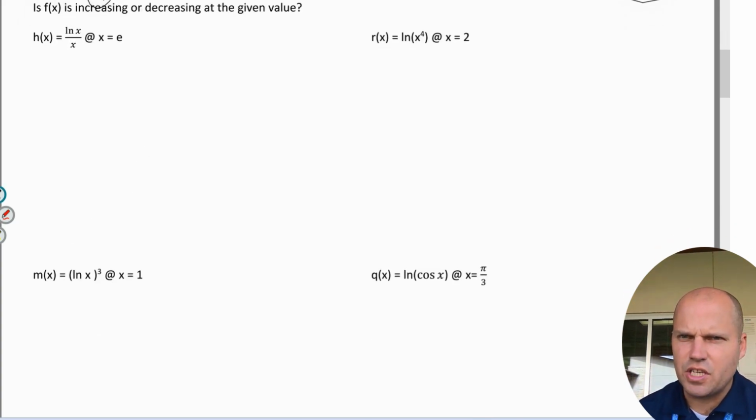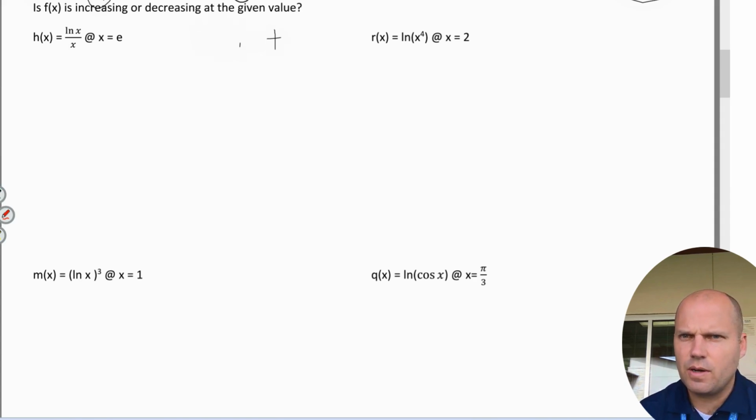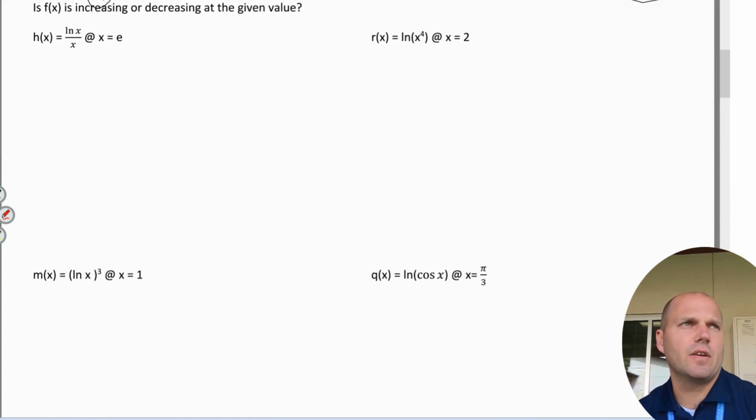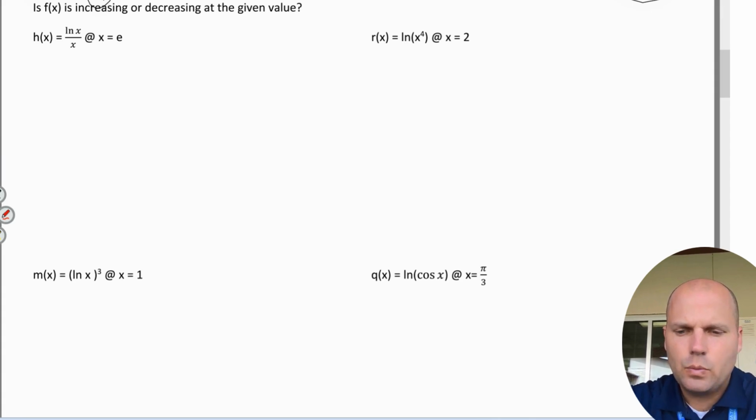Is f of x increasing or decreasing at the given value? Very good question. Well, if we knew the slope at e, if it was positive, it's increasing. If it was negative, it's decreasing. So maybe we're just gonna find the slope and then have the statement, and then in the statement we say increasing or decreasing. Many of you are probably thinking we need to do a full sign analysis, but again, just like in the last lesson, if you're only asked if we're increasing or decreasing at a value, we don't have to do a full sign analysis. We could just do the slope at that value.